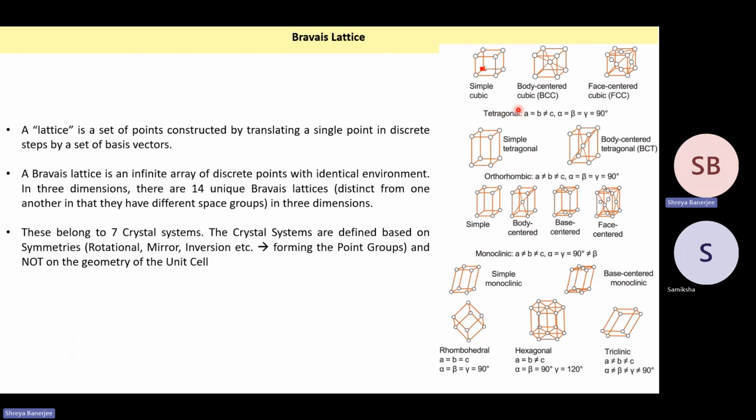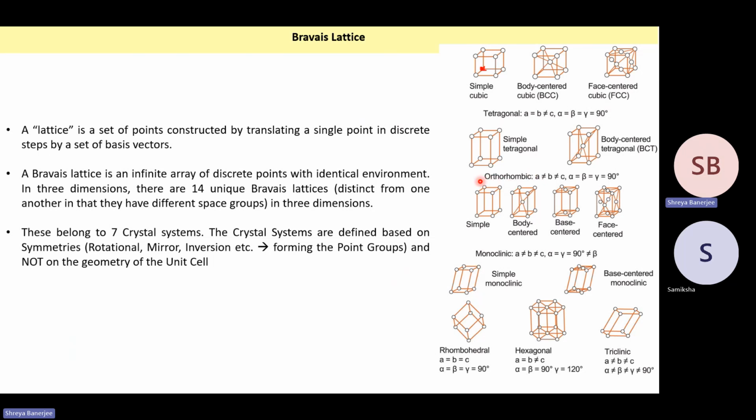Now you can have different classifications, like you can have tetragonal, in which A and B lengths are equal. So X and Y axis length is equal, but Z axis length is different, so not equal to C. But all the angles alpha, beta, gamma are 90 degrees. So that forms tetragonal. Tetragonal can also be simple tetragonal, where you just have one atom on each vertex, or body-centered tetragonal, where along with the simple tetragonal, you have one atom in the middle.